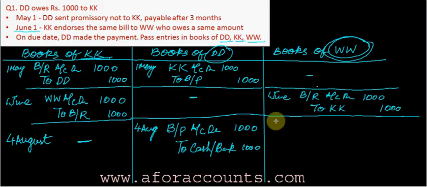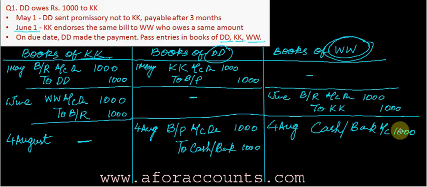Okay. So on 4th August, in the books of WW, my entry will be cash account debit or bank account debit by 1000 to bills receivable. The bills which I had received are now in cash. So credit the bills receivable because I am receiving cash. So cash or bank account debit to bills receivable 1000.